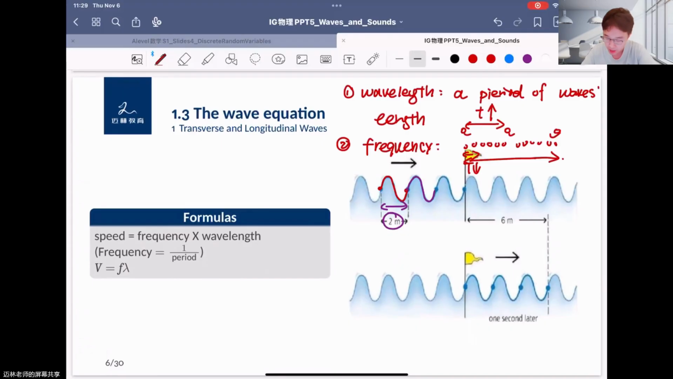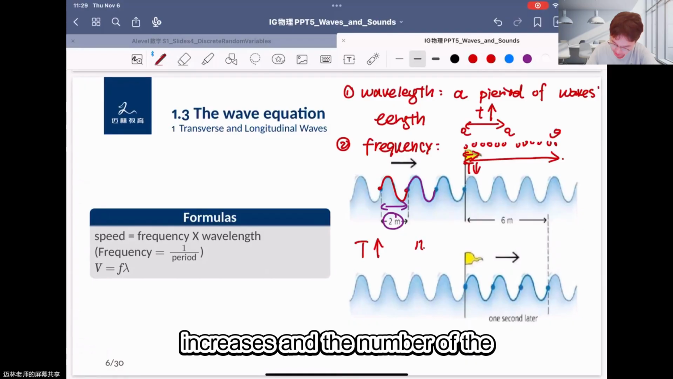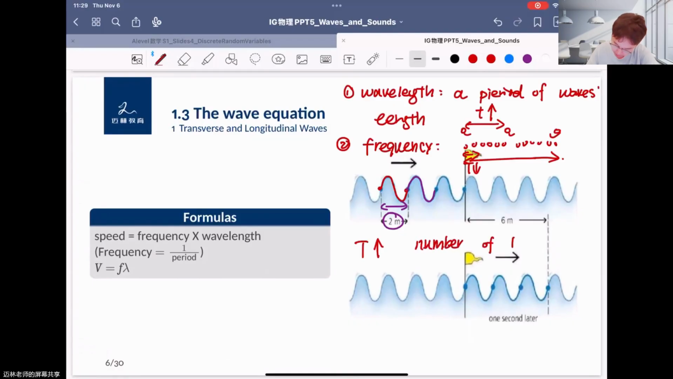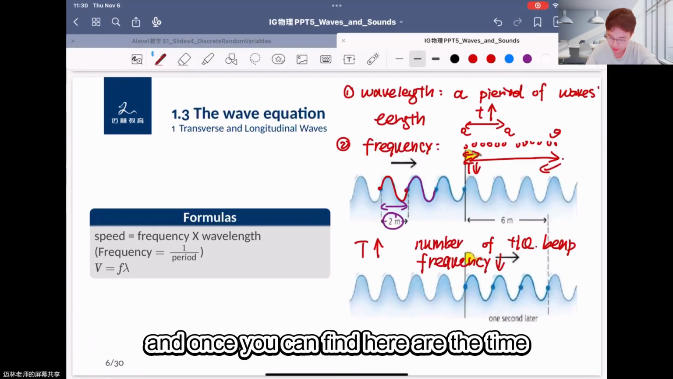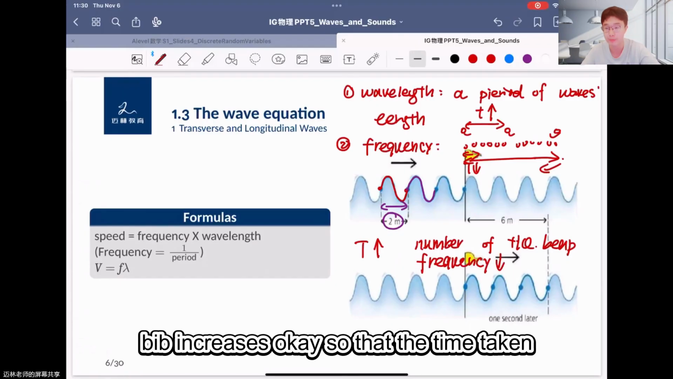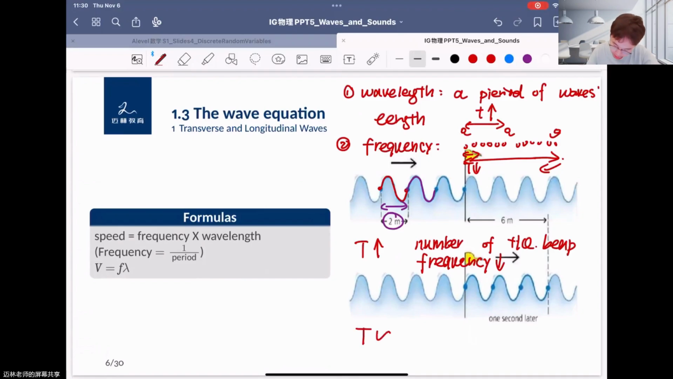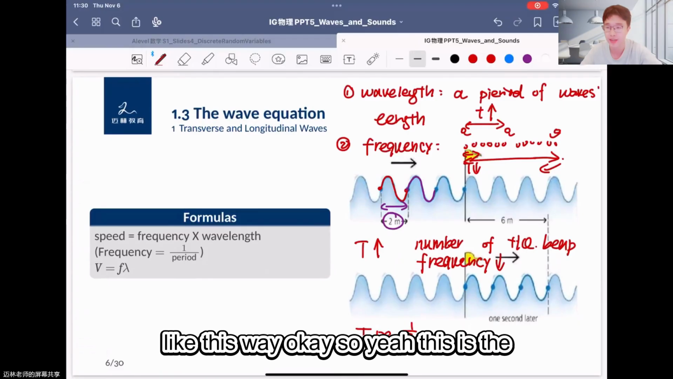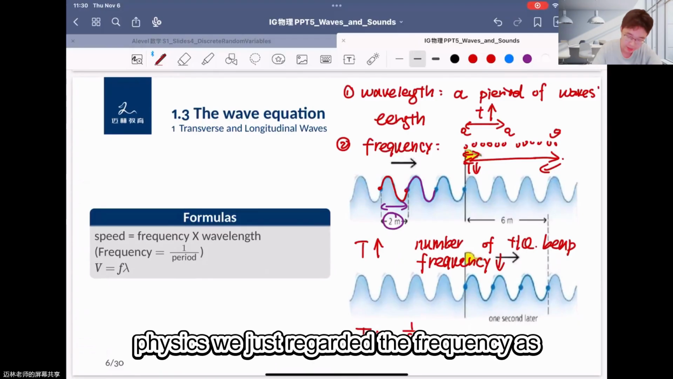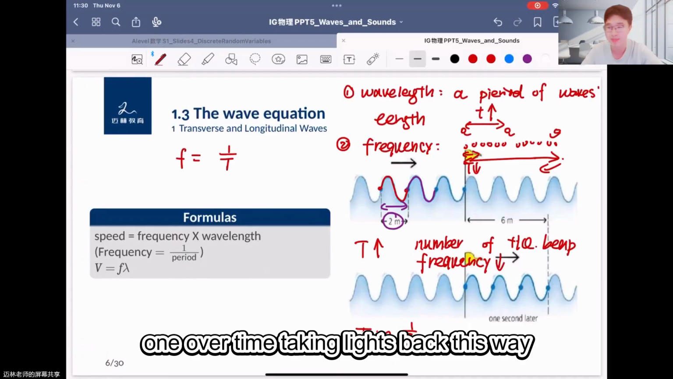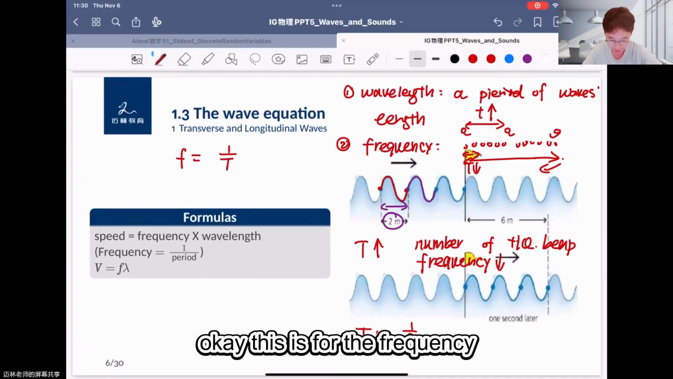So we can say that once the time taken or time period increases, the frequency of the beep decreases, okay? And once the time taken decreases, the frequency of the beep increases, okay? So the time taken and frequency are inversely related. In IGCSE Physics, we regard the frequency as 1 over time taken, like this way, okay? This is for the frequency.